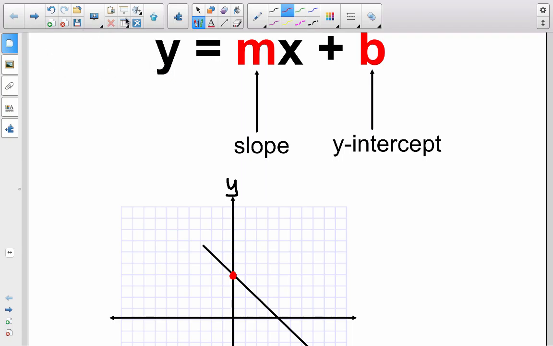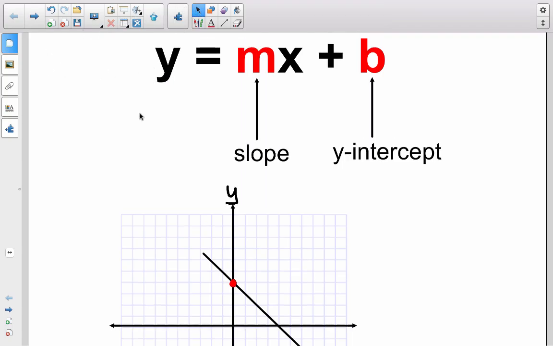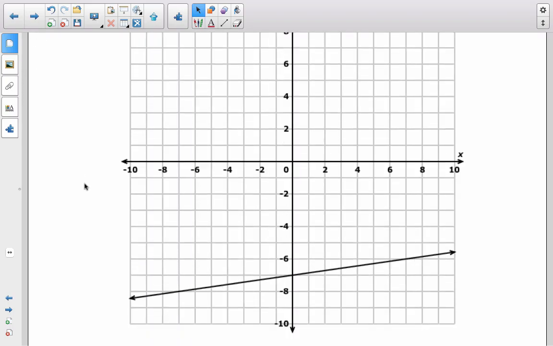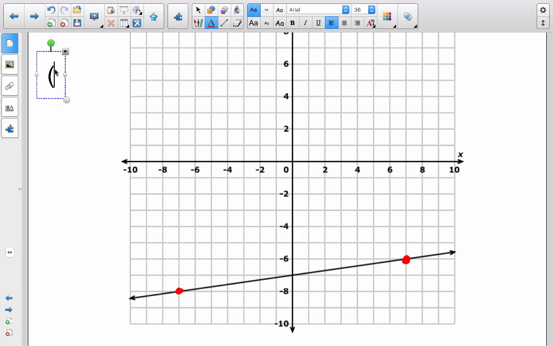Keeping that in mind, we're going to take a look at some different graphs, and I'm going to ask you to identify the slope and the y-intercept, and then write me an equation in this format with all the correct information. So here's our first graph, and I'm going to take my pen and pick out 2 points. I can really pick any 2 points I want. I'll put a dot over here, and another dot over here, and write down the ordered pairs for those 2 points. This one is at -7, -8. And my other point is at 7, -6.